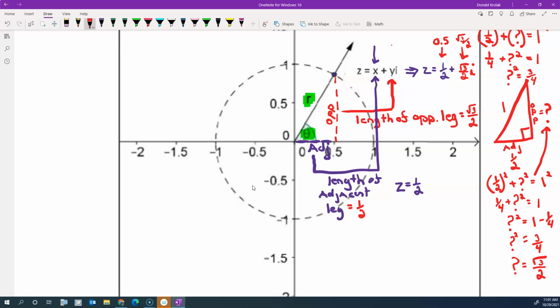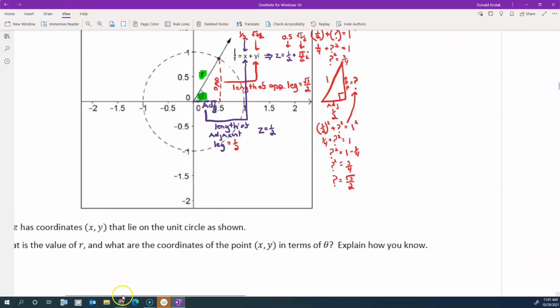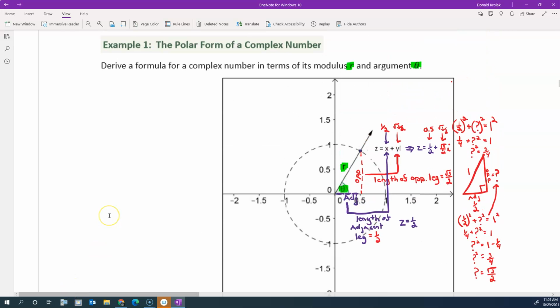All right. So we got, this is root 3 over 2, and this is 1/2. Any questions on where all that came from? I know it looks like a lot of math, but it's stuff that we've done before, or you've done before. All right. So, let's see, I'm going to zoom out here. Okay, now what this example is asking you to do is derive a formula for the complex number.